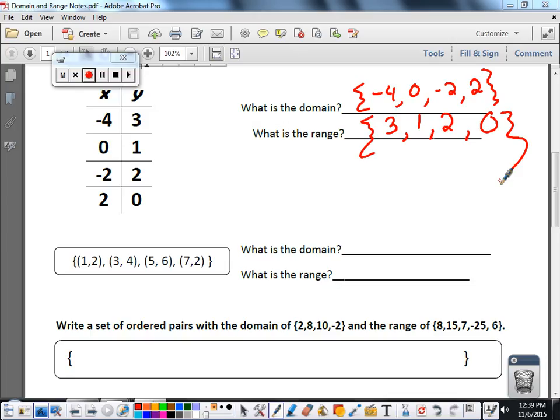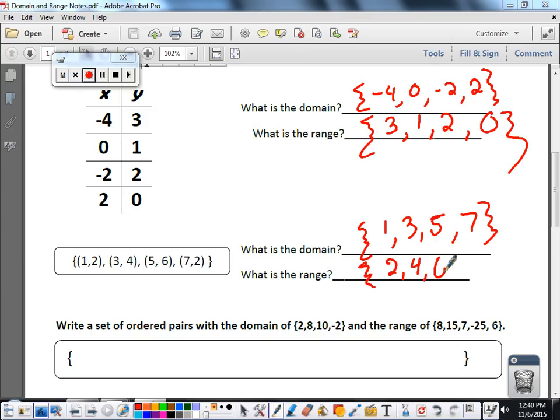Here we go. Guys, in this relation, it gives me 4 ordered pairs, and tell me what the domain is. Go. Domain is 1, 3, 5, and 7. That's right. 1, 3, 5, and 7. How about the range? 2, 4, 6, 2.